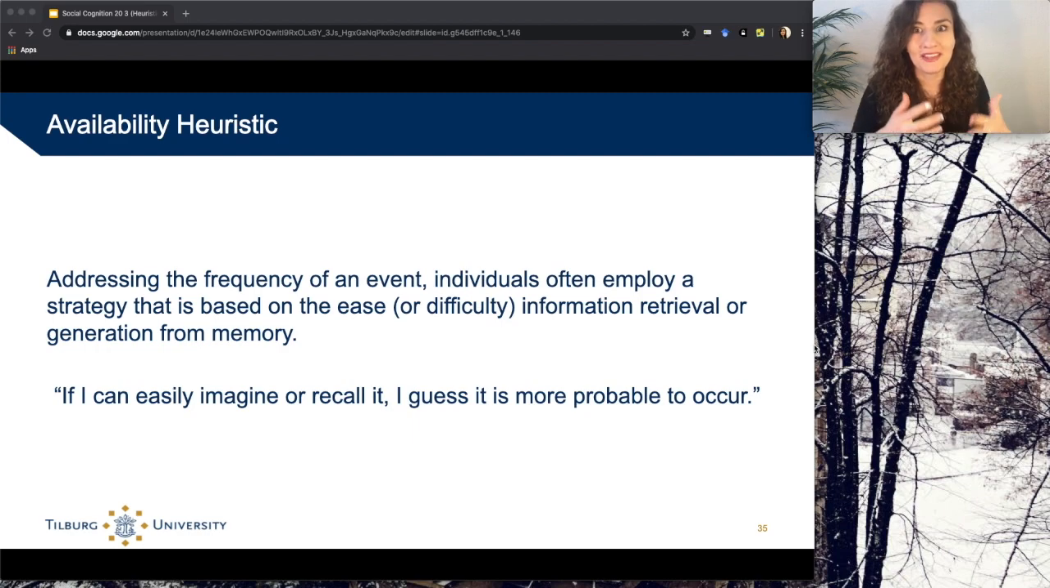So if I can imagine lots of words that have R as the first letter, it must actually be more probable that these occur than words that have R as the third letter. Right? And it's just more difficult because of the way that our cognition works. It's more difficult for us to retrieve examples from memory about words that have R as a third letter. And this would then bias our estimates of the probabilities.